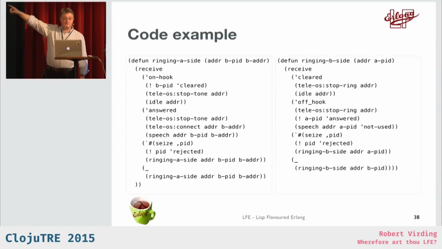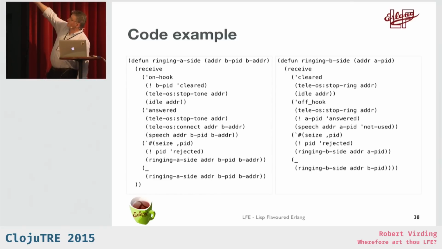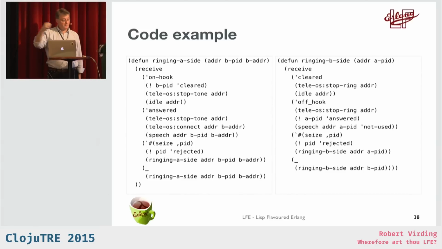Yes, we have tail call optimization. How can you live without tail call optimization? So we send cleared to the B side. If the B side gets a cleared, it stops the ringing on the phone and goes to the idle state. What can also happen on the B side is we get an off hook because the person answers the phone. And what happens then? We stop the ringing, and then we send an answered to the A side. We go to the speech state here, keeping track of what we're doing.